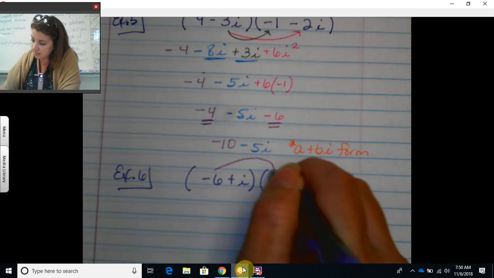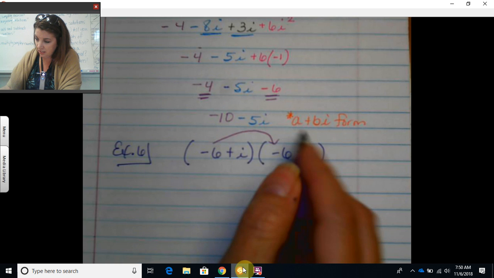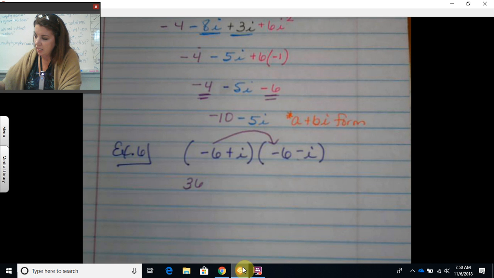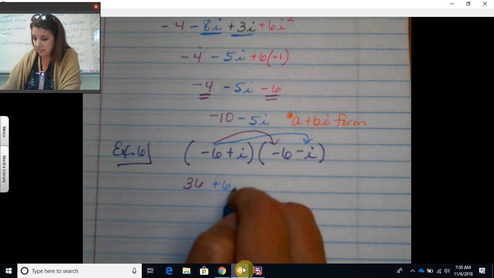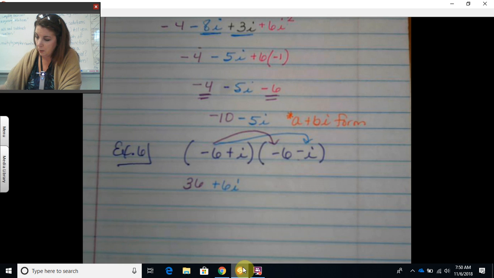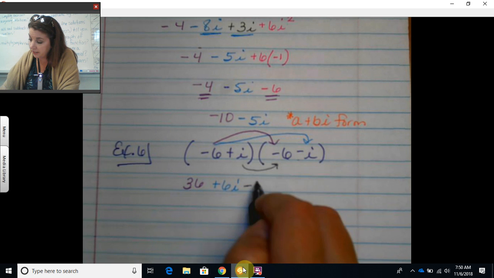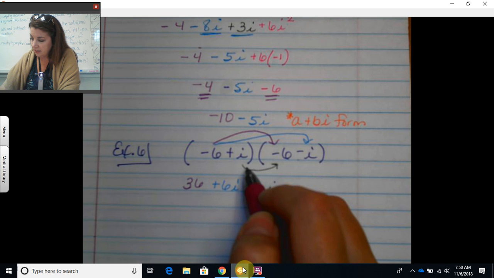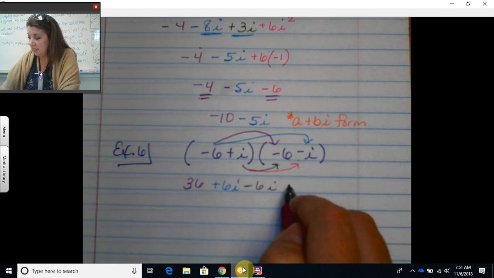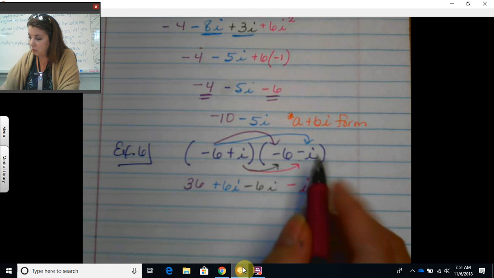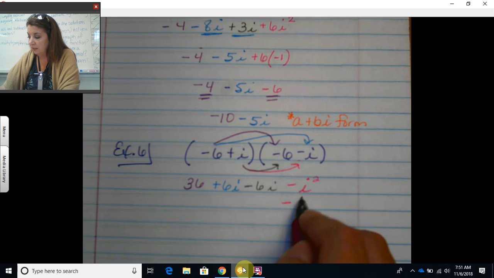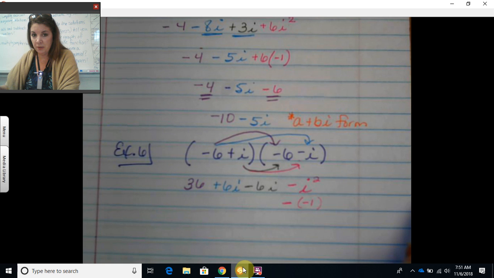What is negative 6 times negative 6? Positive 36. Negative 6 times negative i? Positive 6i. Positive i times negative 6? Negative 6i. And positive i times negative i? Negative i squared. So you gotta be careful right here. Minus i squared. And we know we're gonna be subtracting a negative 1, right? As you're subtracting and you replace i squared with -1.